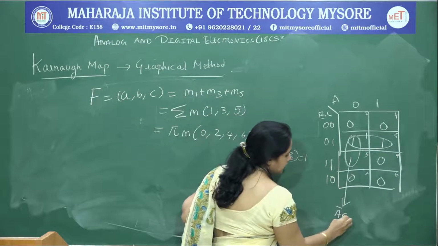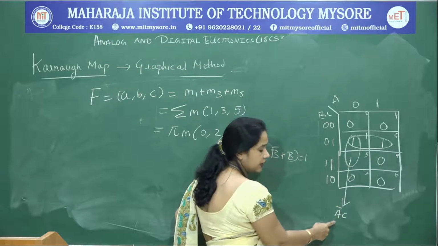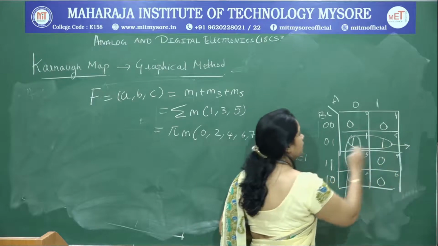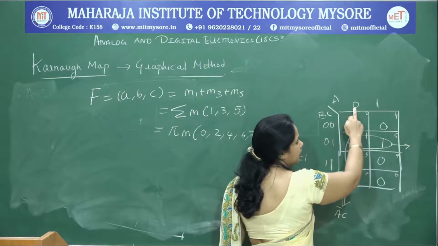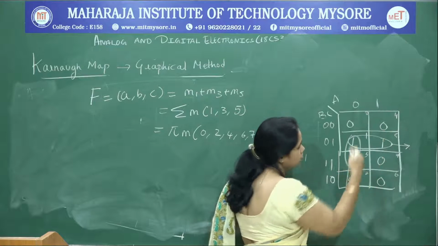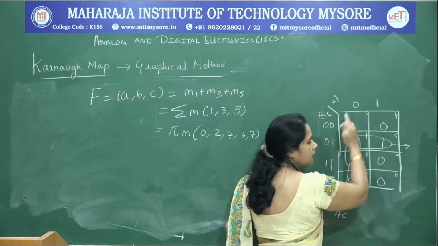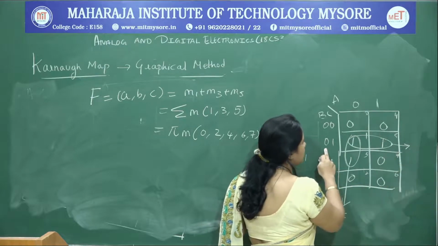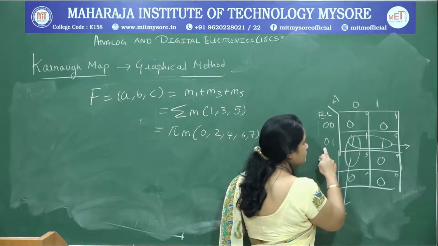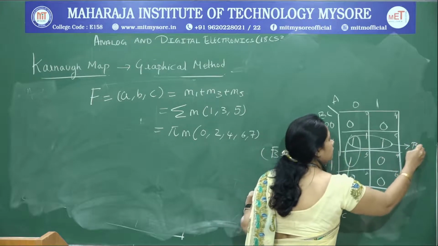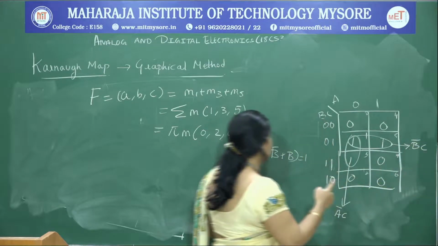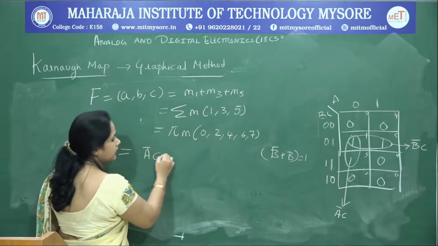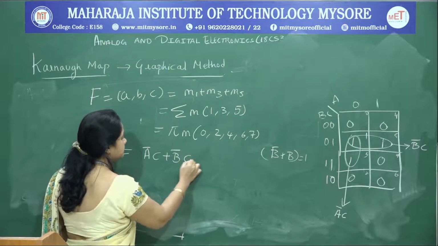So, this particular pair ends up being A bar C, and here A is not common, A bar plus A ends up being 1. So, we can eliminate it. Since it is not common and it ends up being a 1, we will not consider it. What else is common? B bar is common and C is common. We will write it as B bar C. So, our expression reduces to A bar C plus B bar C.